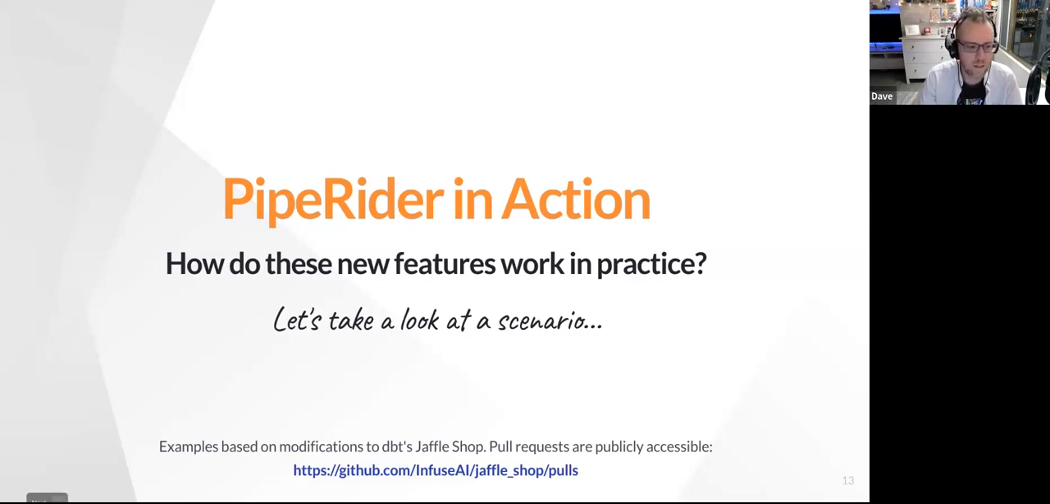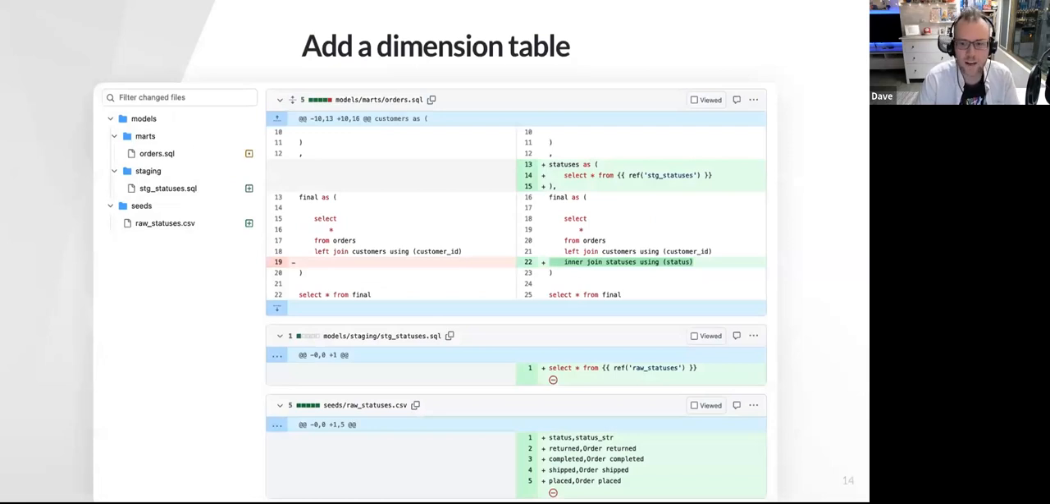Okay, so let's look. The scenario you want to look at would be a data engineer adding an extra dimension table to their star schema. In this case, we've added an order status dimension table, and that is in turn used to generate the orders model. Order status is things like is the order completed, returned, shipped, and so forth. The point of these scenarios is to illustrate how PipeRider would help in uncovering a problem in the code.